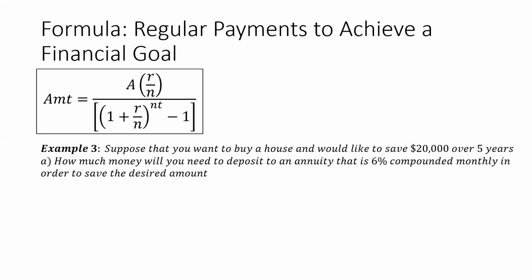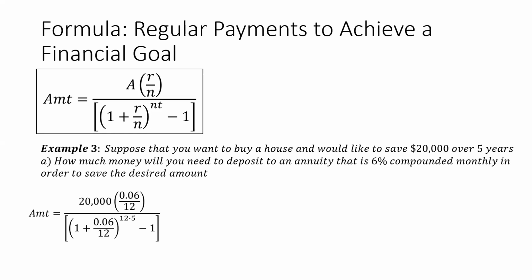Now we want to figure out how much money we need to deposit into an annuity that is 6% compounded monthly in order to save the desired amount. It's not really written in the question, but we're going to want to figure out how much money we deposit monthly. So we want to figure out how much we have to put into this annuity monthly in order to achieve $20,000 over 5 years. Annuity, maybe we haven't gone over that term. That is just an account that you continue to pay the same amount into. So that's all that means is, okay, I have a set amount, I'm going to pay that set amount every time for 5 years or even for a lifetime. Some annuities go on for a lifetime.